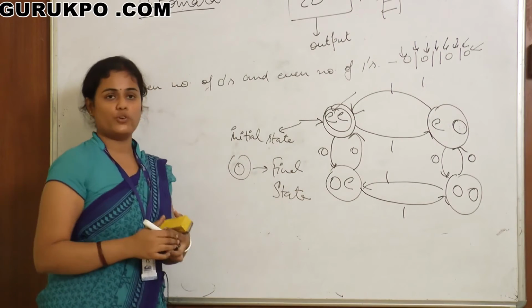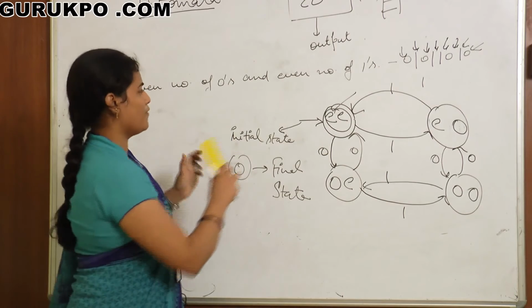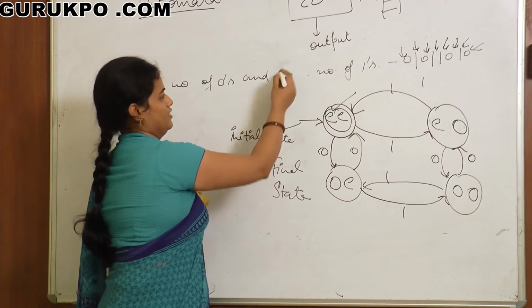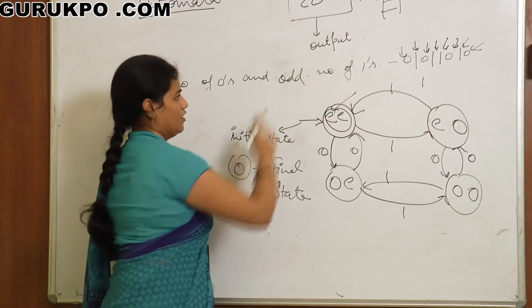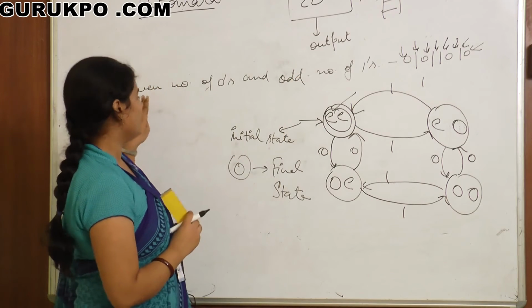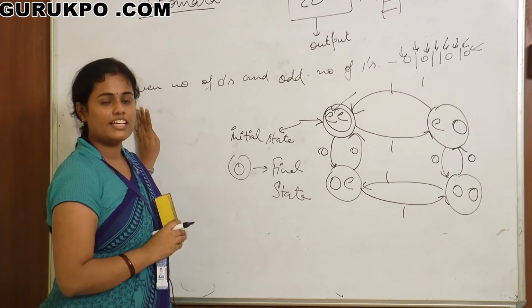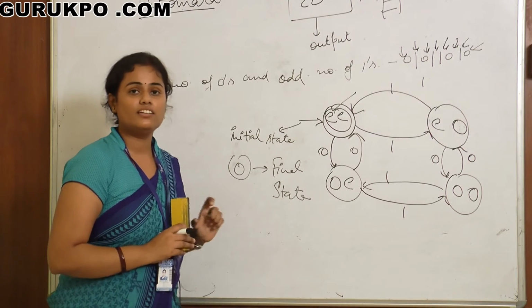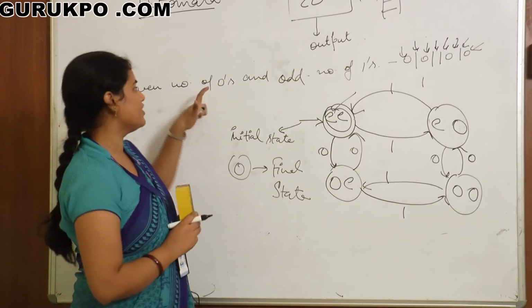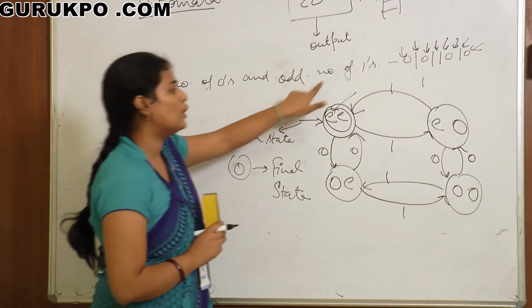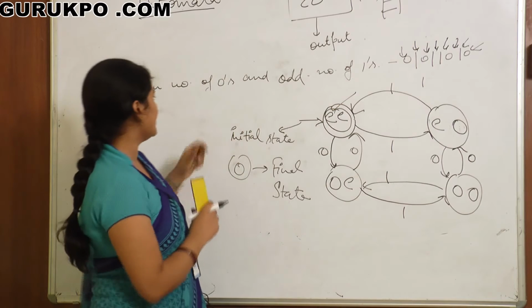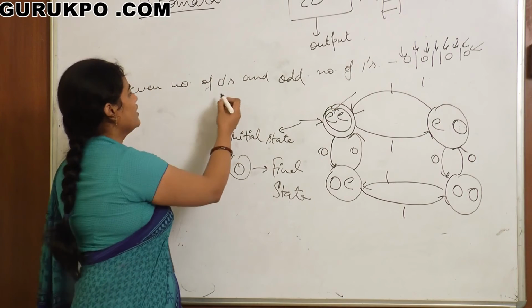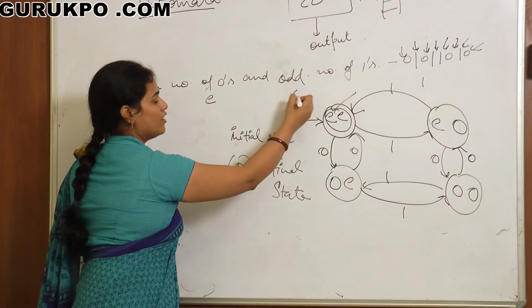Suppose in my question I write even number of zeros and odd number of ones. I have taken a string which has even number of zeros and odd number of ones, and then machine will only read or accept those strings which have even number of zeros and odd number of ones. Then in that case, what will be the output? The output will be EO.